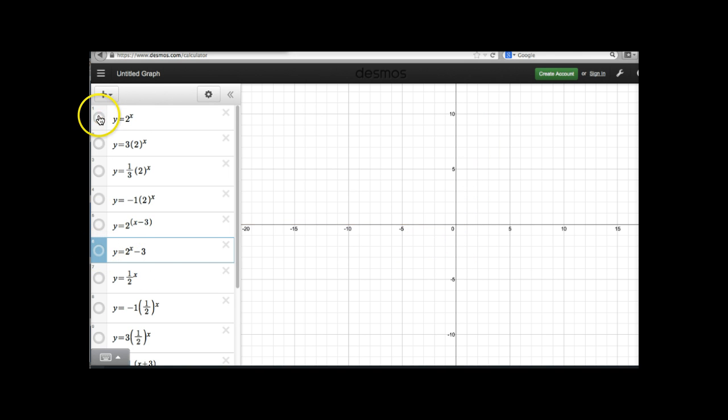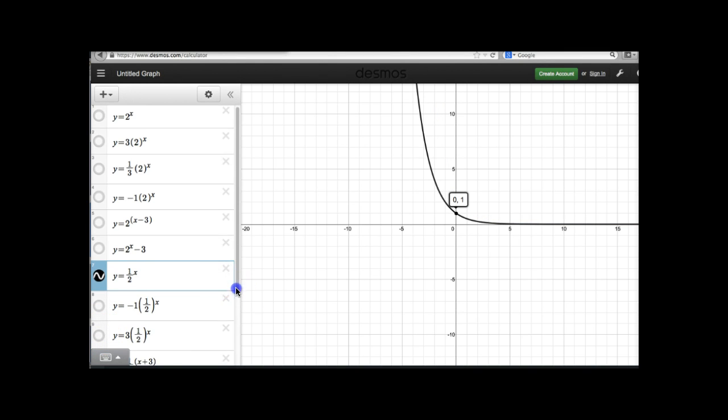Okay, let's change parent functions. Let's look at a decay function right here. And again, here's our key point, (0, 1). What happens if we make it negative? Same thing, it reflects over the x-axis. What happens if we put a stretch? Notice it gets steeper. Let's keep going.